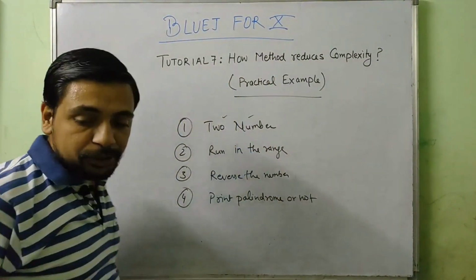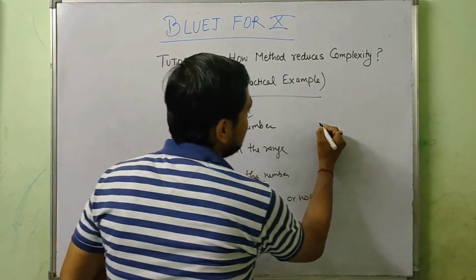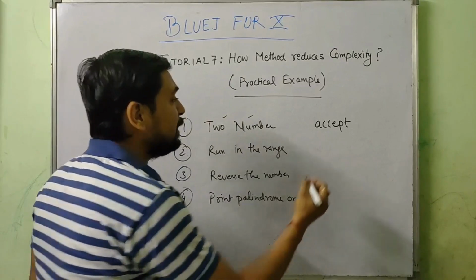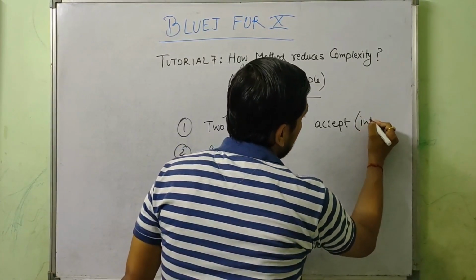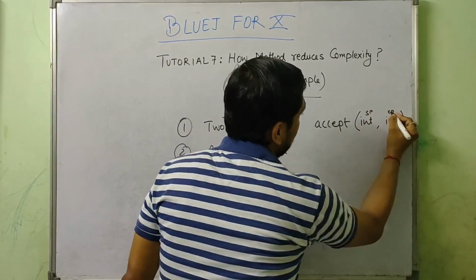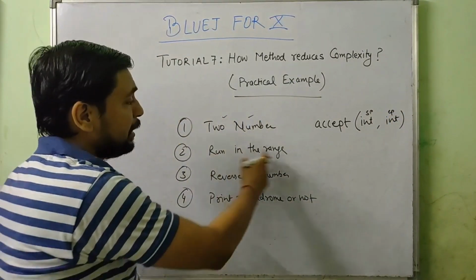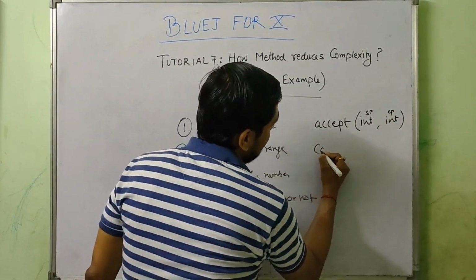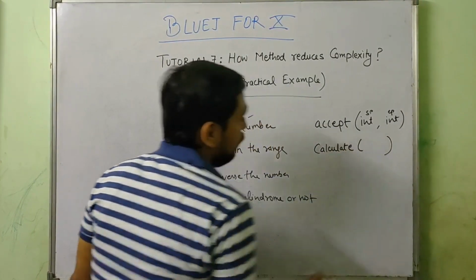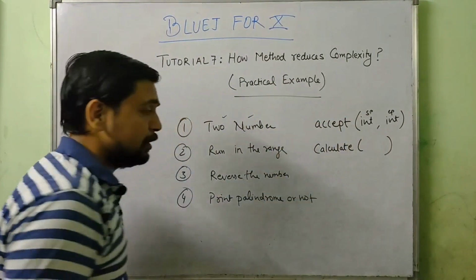So how are we going to do that? Let's see. We will create an accept method, and this accept method is accepting two parameters. What will be the two parameters? Starting point and ending point. Then run a range. So there is a calculate method which will actually run within the range.